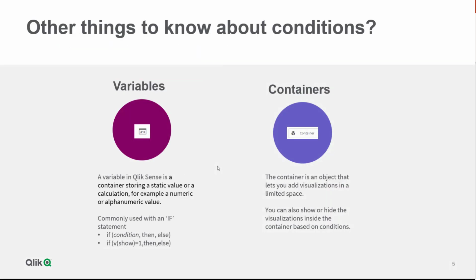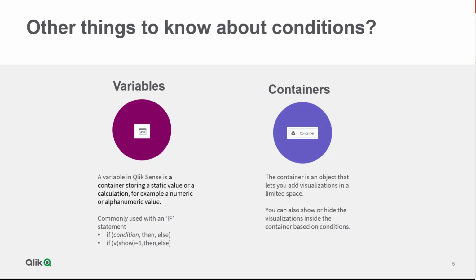All right, so other things to know about conditions. There are a couple of other elements to be aware of when we start talking about show hide conditions. One of them is variables. A variable in Qlik Sense is a container that stores a static value or a calculation, for example, a numeric or an alphanumeric value. It can also store expressions if you want to make them a bit more dynamic.